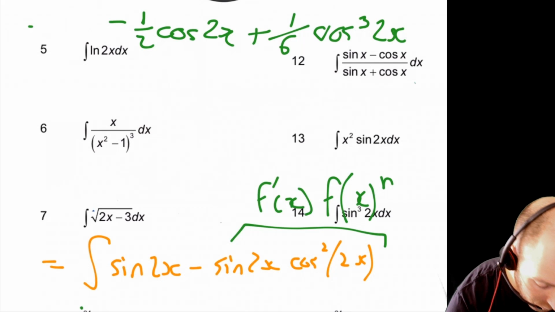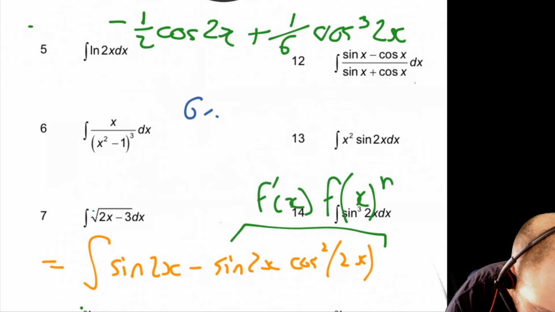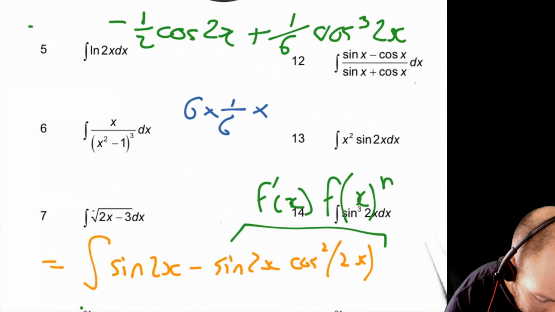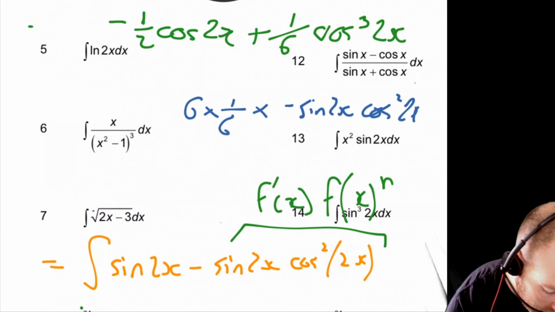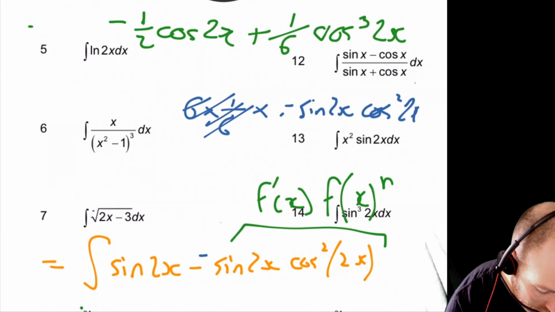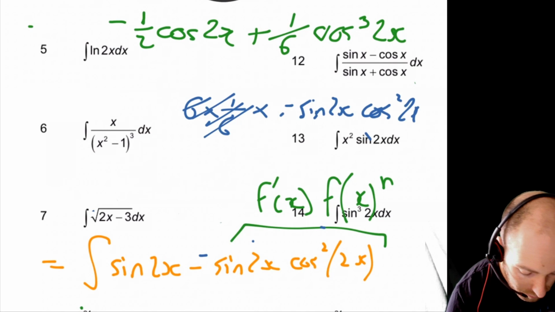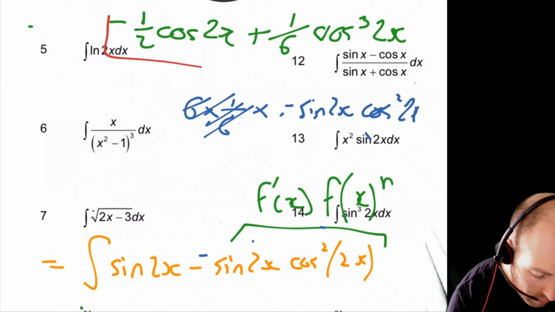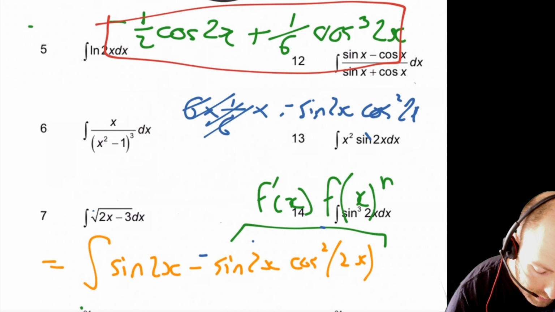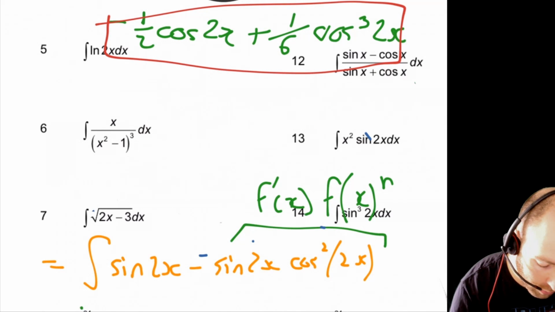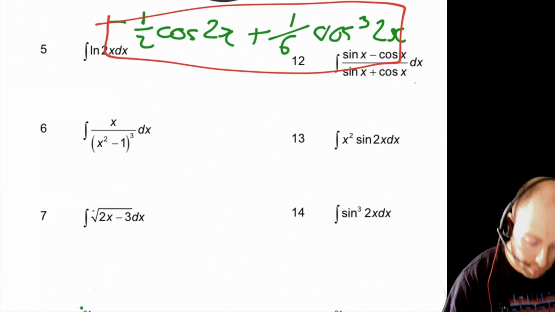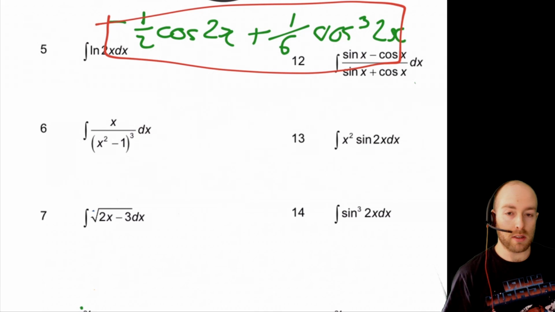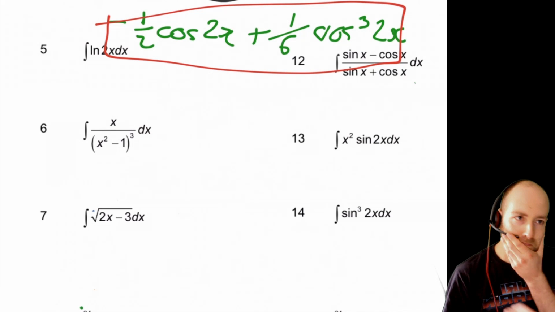Now if we just check that through quickly just to make sure, we're going to get 6 times 1 over 6 times minus sine 2x cos squared 2x. So the 6's all cancel, minus is there. Yep, so that's it. Cool, if you've got any questions about those, please ask. But the trick to all these really is being confident with the reverse chain rule. If you can do that and remember some methods, these shouldn't be too difficult.